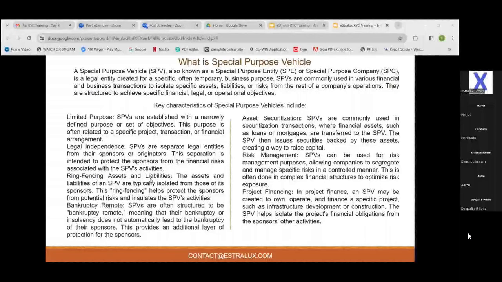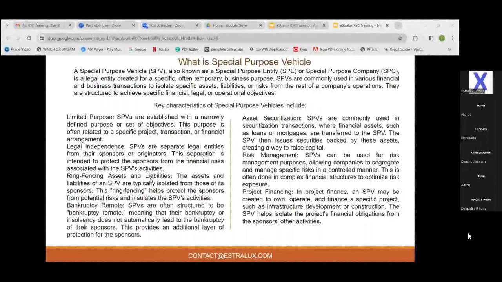The assets and liabilities are typically isolated from those of the sponsors or originators. Their personal things are not included here. The word ring fencing helps to protect sponsors from potential risks. Any risk that may arise, like if they turn into any loss, then only the company which is formed will be affected and not their main company. If there is a bankruptcy remote or anything, it's just that small company which is affected. So it is much easier for them to just let that small company go, rather than have an effect on that big company.